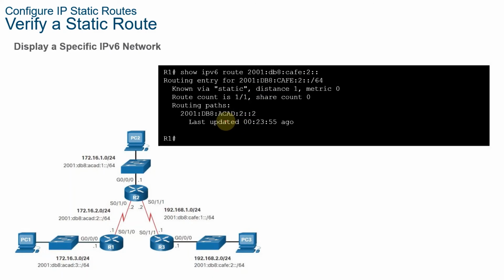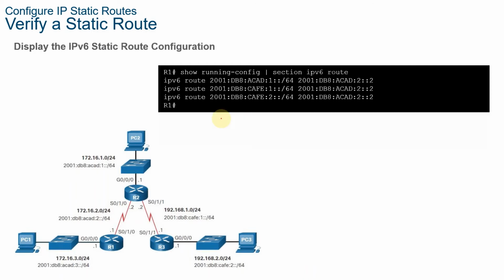Next, how about displaying a specific IPv6 network? So for instance, show IPv6 route 2001:DB8:CAFE:2::. So this command will show output for only that specified network in the routing table, similar to that of IPv4 that we have presented earlier.